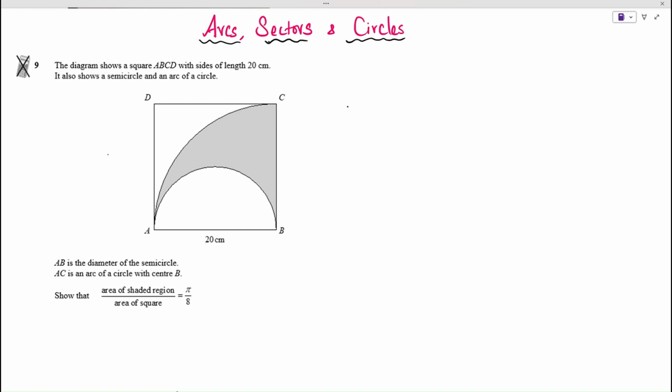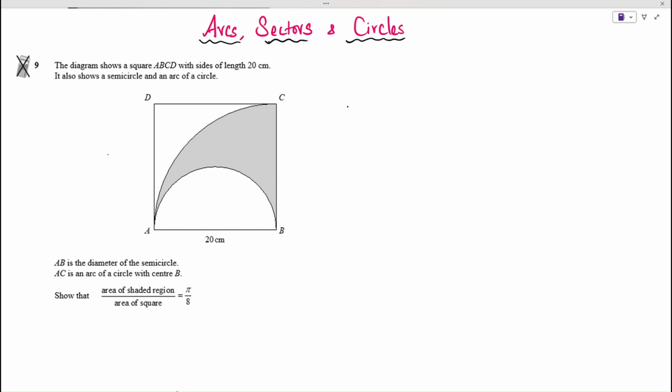In this video, we'll be going over a GCSE style question that's aimed at the higher grades. And this question is a non-calculator question, so this will be coming in your paper ones where you don't use your calculator. And so this is about arcs, sectors, and circles.